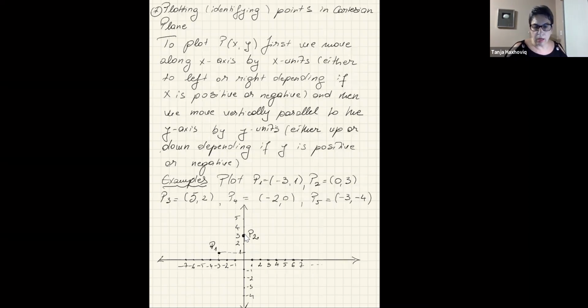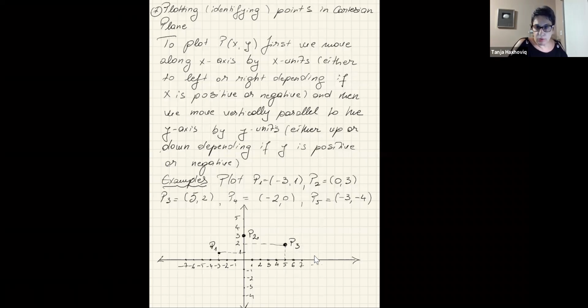Point P3. The x coordinate is 5, the y coordinate is 2. So first I move to the right horizontally 5 units, and from there I'll go up by 2. So horizontally by 5 units is here, up by 2 units is here. Horizontally by 5, vertically by 2, and this is point P3. It's fairly easy to plot points.